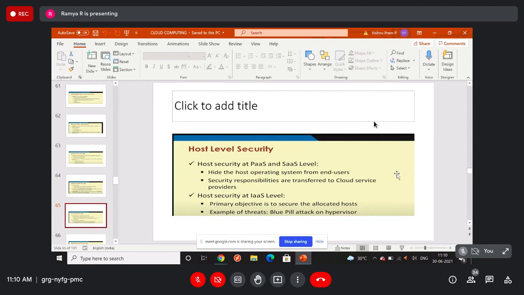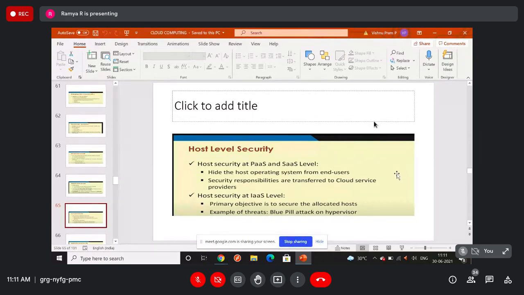Okay, coming to the host level, what are the things we can perform, and how can we provide security at the host level? Host security at the platform as a service and software as a service level hides the host operating system from end users, and security responsibilities are transferred to the cloud service, as at the infrastructure as a service level. What happens here?